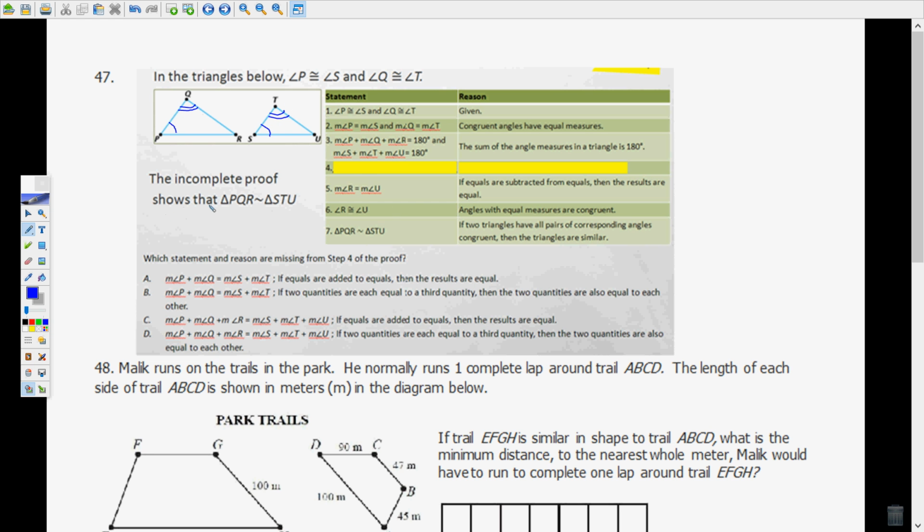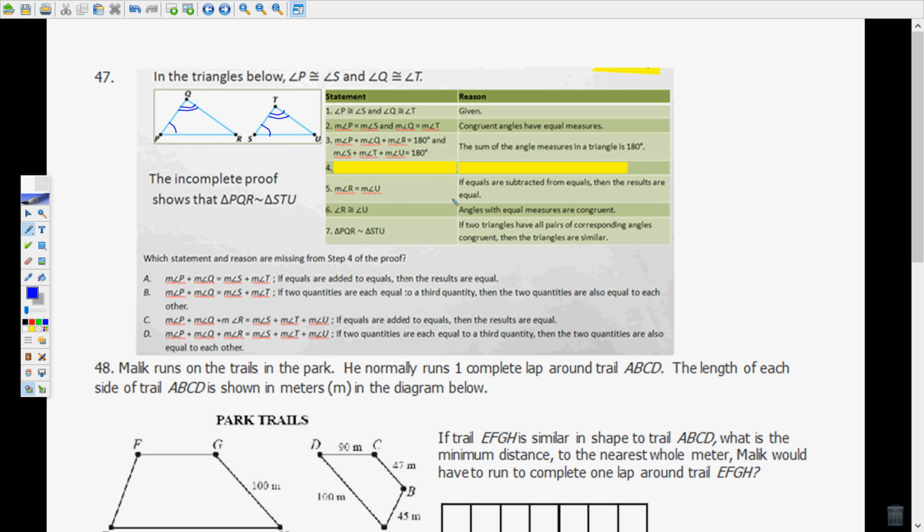The incomplete proof shows that triangle PQR is similar to triangle STU. Which statement and reason are missing from step 4 of the proof? So we've got those are given. Congruent angles have equal measures, so their measures are equal. The sum of the measures of the angles of a triangle is 180. Then after that, we have the measure of angle R is equal to the measure of angle U. If equals are subtracted from equals, then the results are equal.